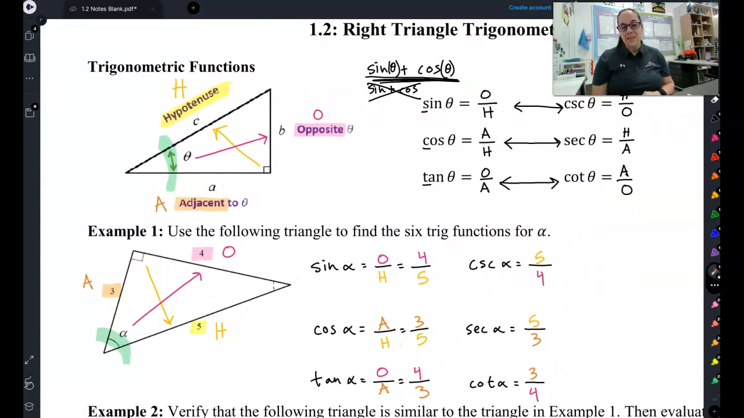So in the next video, we're going to build more on this right triangle trigonometry stuff on Soh Cah Toa by talking about how trig works with similar triangles. I'll see you there.